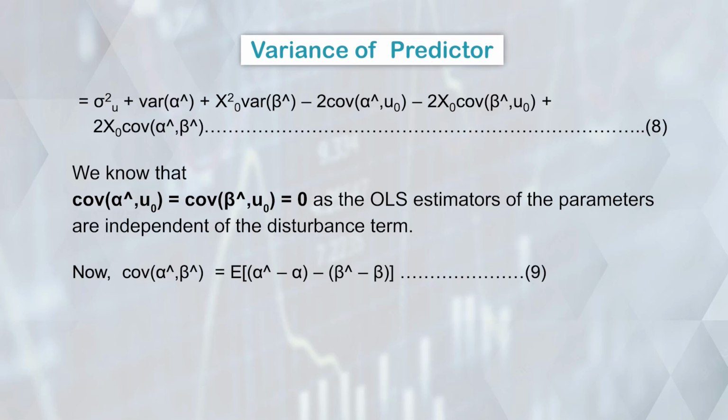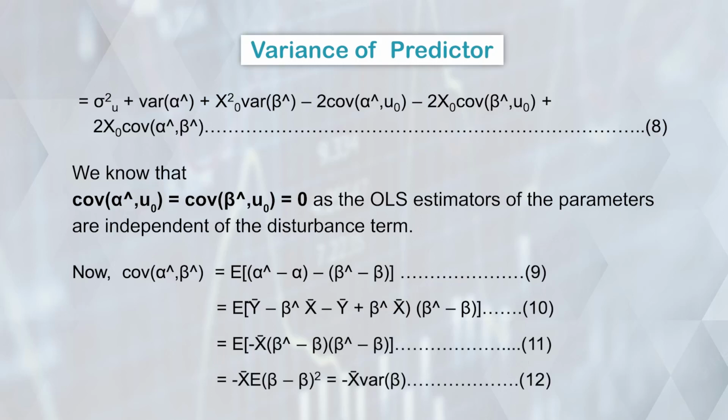By putting the respective expressions, we get equation number 9. From equation 9, we slowly go to equation number 10, which is written in terms of the mean value. Finally, we end up with this expression: minus x bar variance of beta. So the covariance between alpha hat and beta hat is expressed as minus x bar, the mean of x, into the variance of beta, which is the variance of the slope coefficient. That is equation number 12.